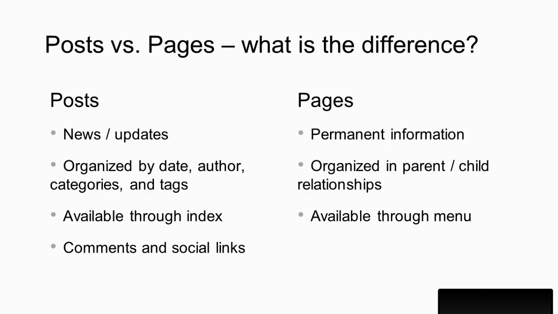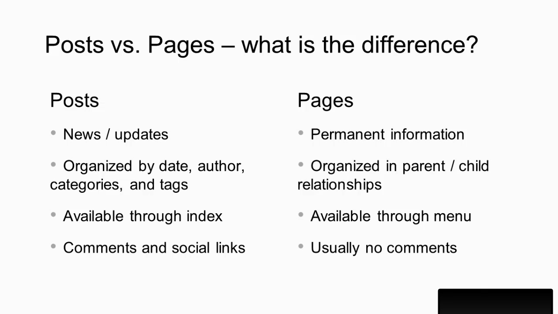Speaking of menus, pages are usually made available through menus, and there's a good reason for that. Pages don't appear in the blog stream, so unless you provide an actual link to the page, there's no way of getting to it. And the usual place for providing links to pages are either in the main menu at the top of the site, in the sidebar menu, or in the footer.